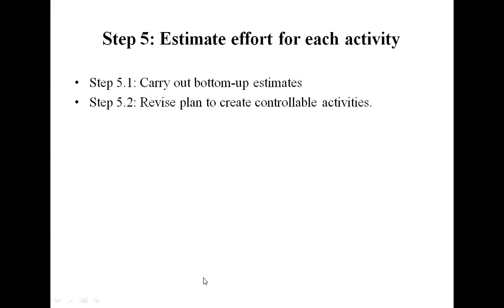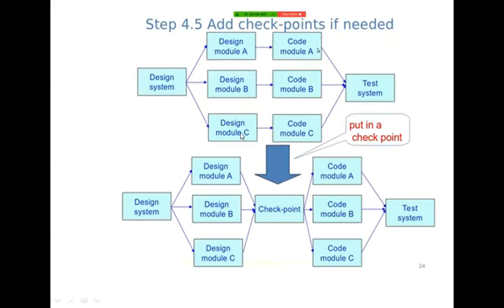So see step number 5, estimate effort for each activity. In this, the first point is carry out bottom up estimates. So see the previous diagram here. I cannot include the checkpoint in between design system and design module A, because till now we cannot complete any activity.